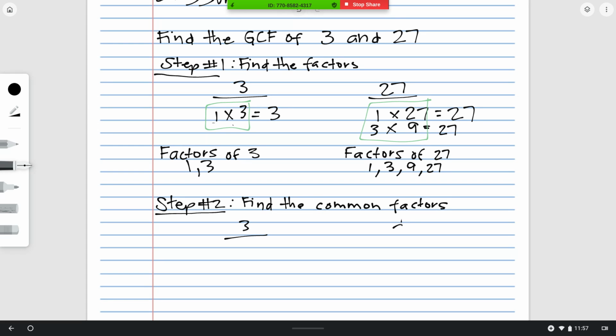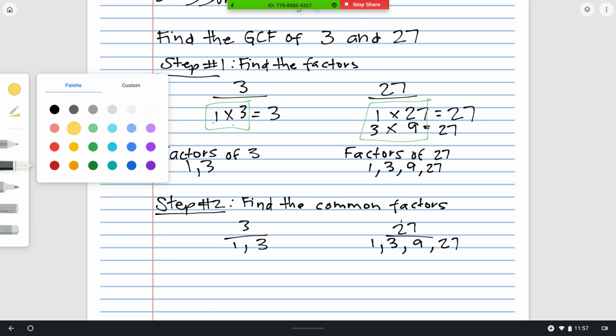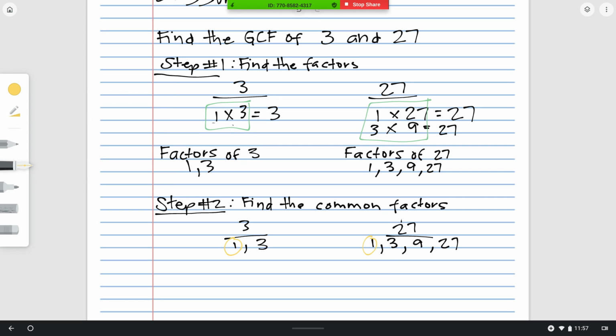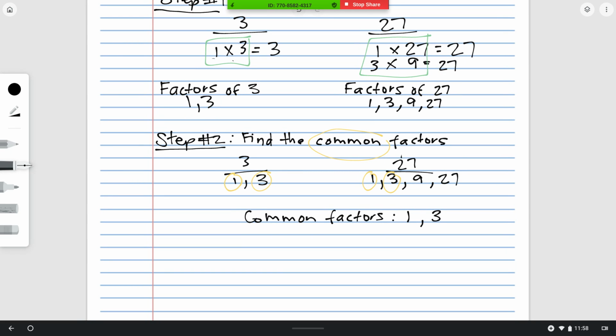So I'm going to write 3 here and 27 over here, and I'm going to rewrite my list. So I have 1 and 3. And then I have 1, 3, 9, and 27. I believe we used orange for this. The numbers that are common looking at the list. This list has 1 and this list has 1. Okay. This list has 3 and this one has 3. So the common factors are 1 and 3, separating them with a comma. Okay, 1 and 3.